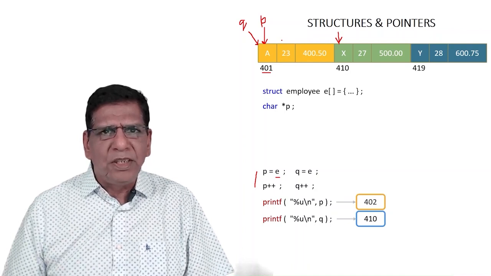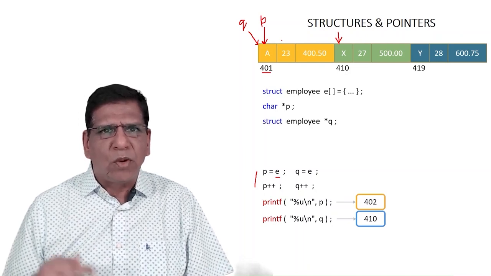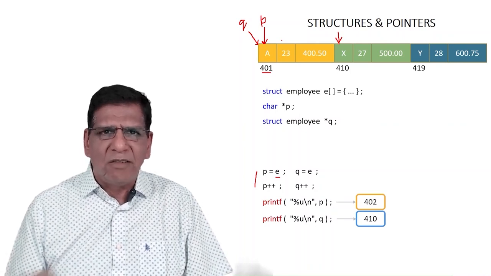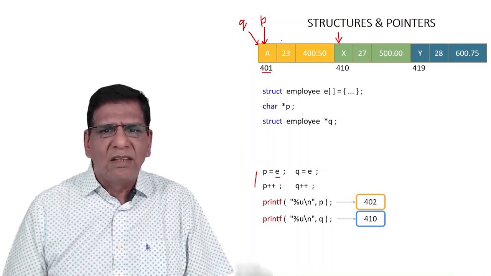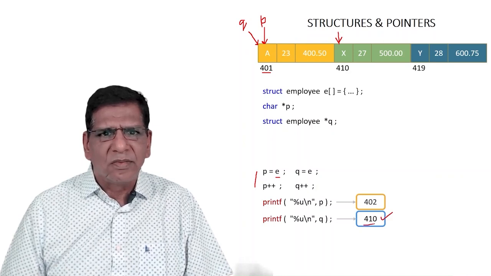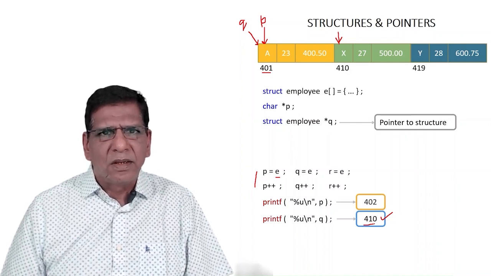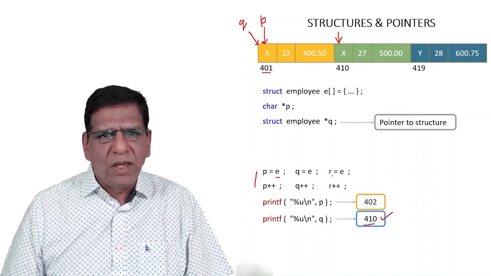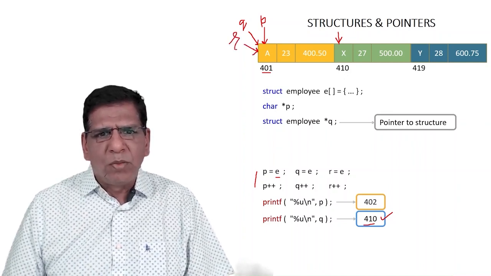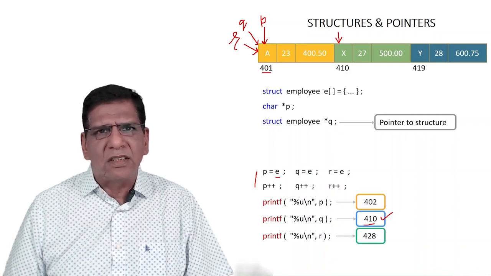So P is a pointer to a char, or a char pointer. Similarly, Q is a pointer to a structure, or a structure pointer. Both are one and the same thing. The way a char pointer is the same as a pointer to a char, similarly, a structure pointer is the same as a pointer to a structure. I do R equal to E and R++. Let's define R to be struct employee star R bracket 3. The moment I define it this way, R becomes a pointer to an array of structures.